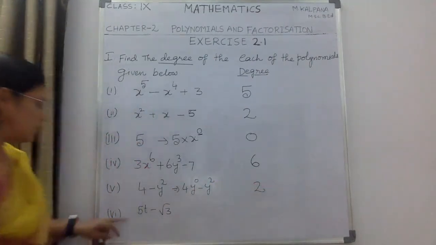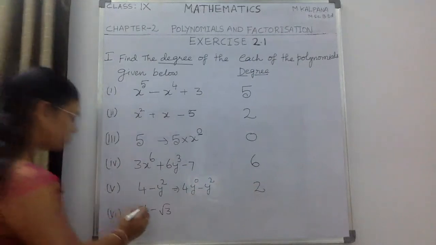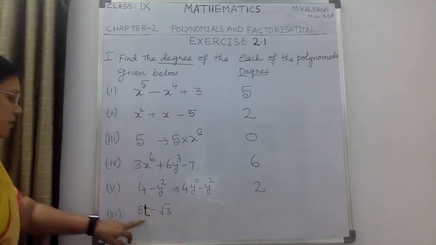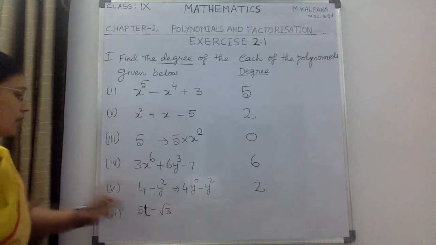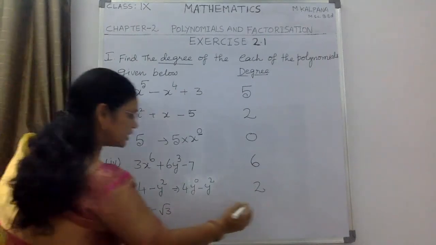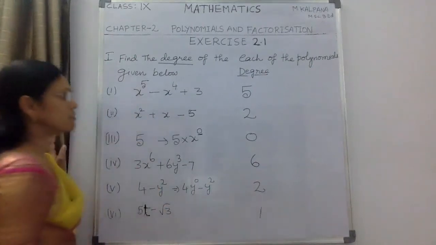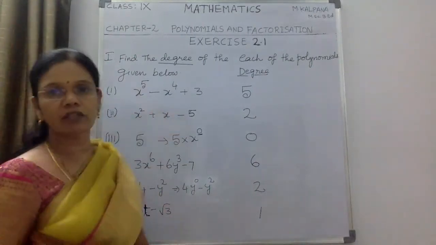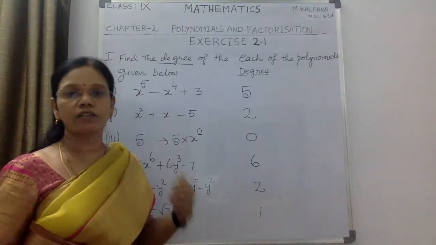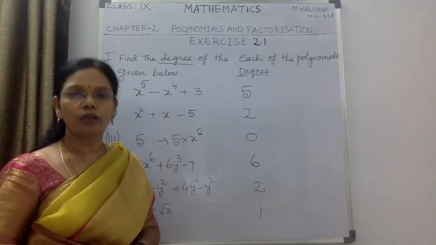Now 5t minus root 3. What is the variable here? t is the variable. So what is the power of the variable here? 1. So degree of the 5t minus root 3 is 1. So in this way we can easily find the degree of the given expressions. You can take some more examples and find out the degree of the polynomials.